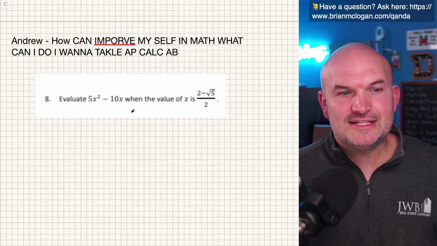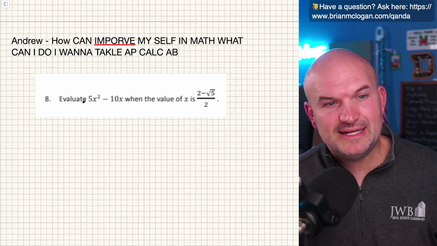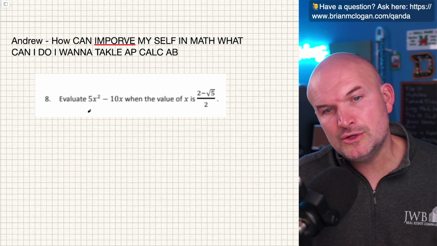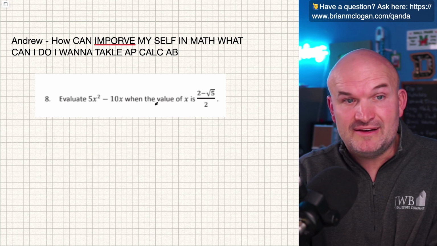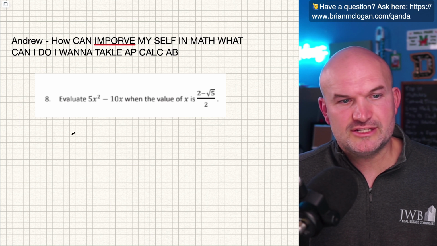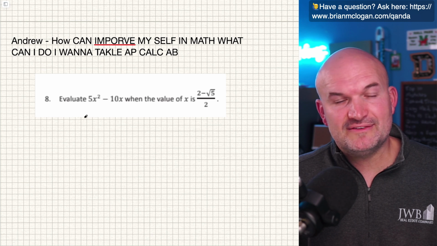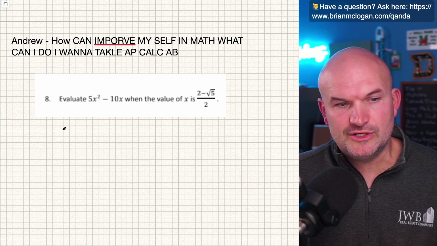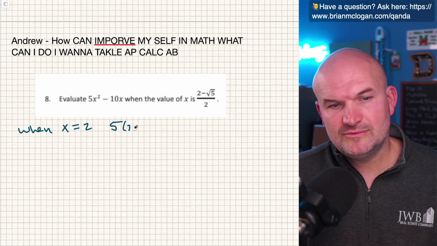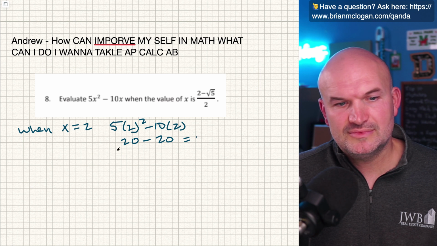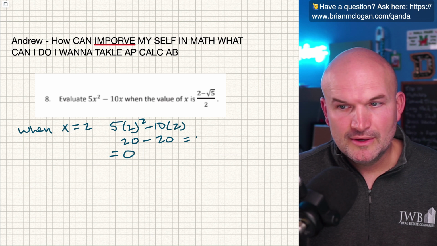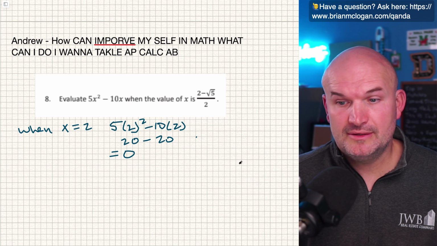Okay. Away from that, let's get into evaluating 5x squared minus 10x. What is the value when x is 2 minus the square root of 5, divided by 2? Well, we know, ladies and gentlemen, if I wanted to find the value when x is equal to 2, let's just do this. When x equals 2, all we're simply going to do is replace our x with 2. So there would be 4, so that'd be a 20 minus 20, and that would equal a 0. Okay? So now we just have an expression, ladies and gentlemen.